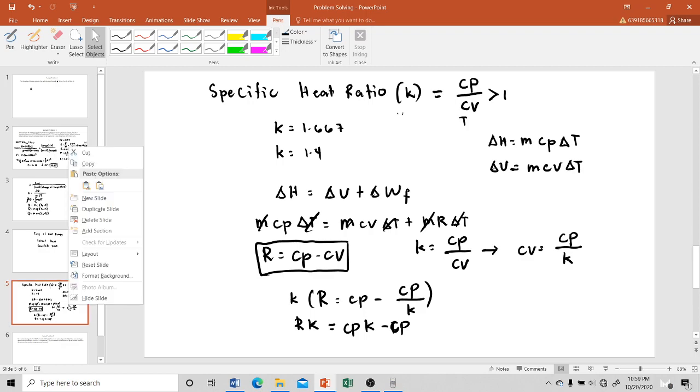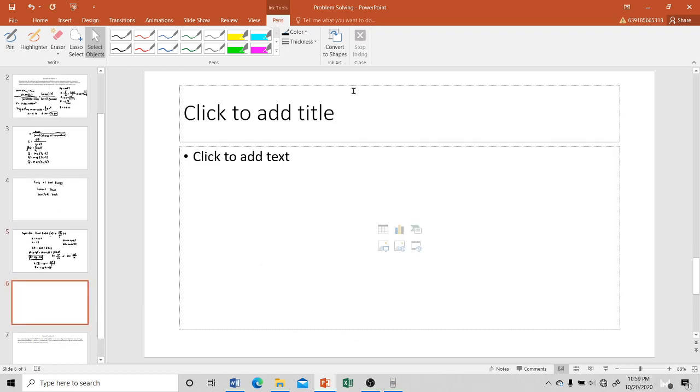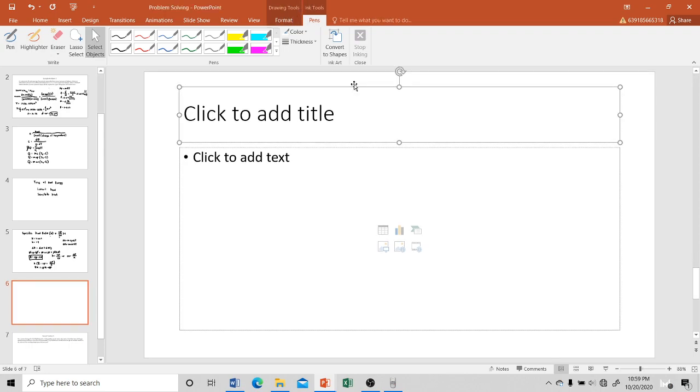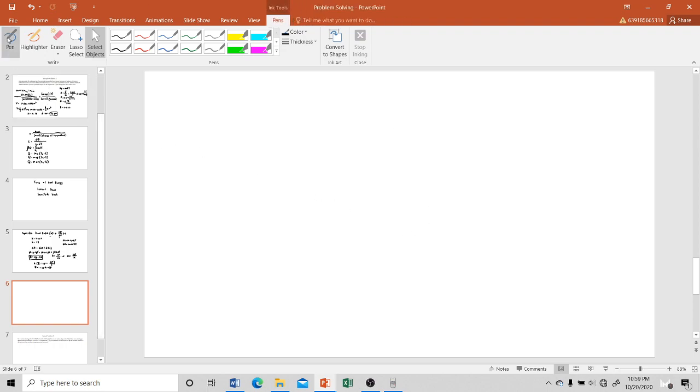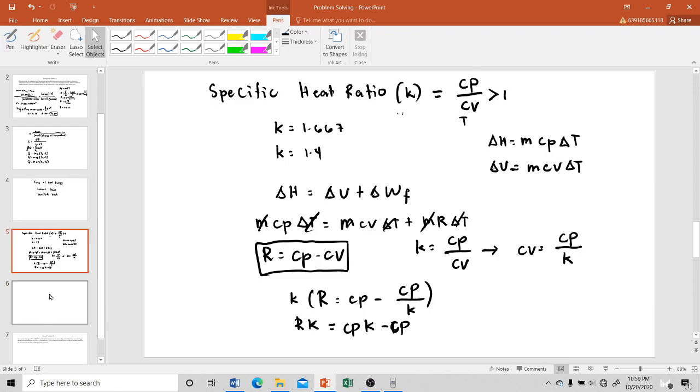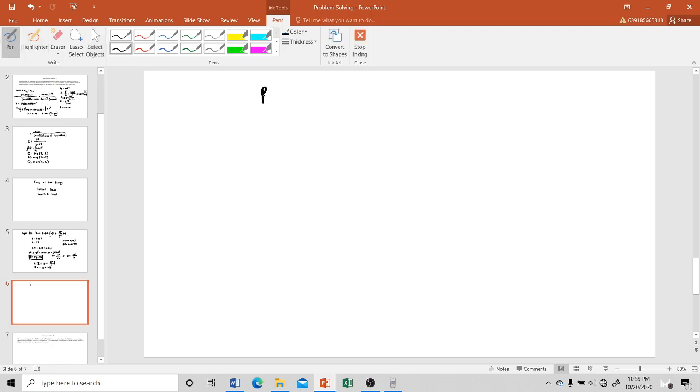So Rk equals Cp K minus Cp. The common factor is Cp, so it becomes Cp times K minus 1. So Cp is equal to Rk over K minus 1.